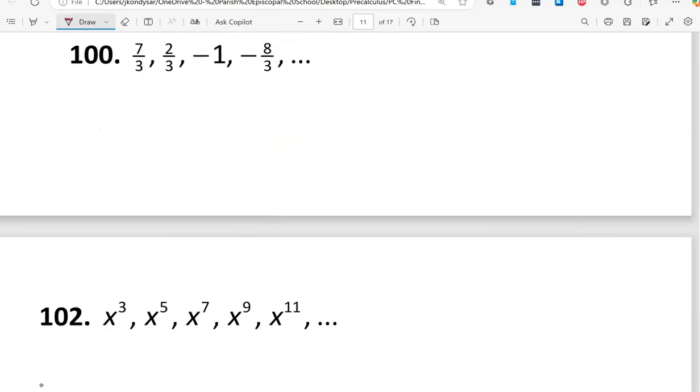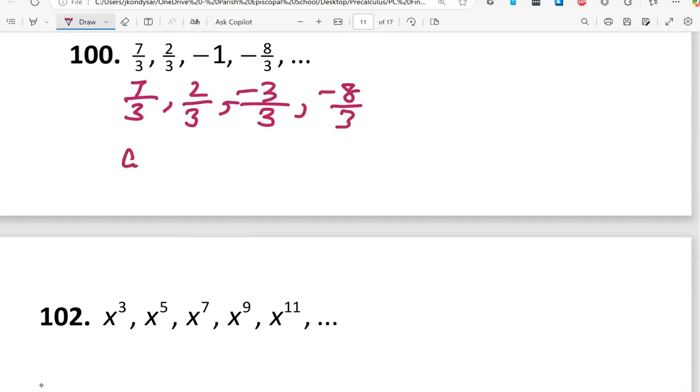In 100, if we give these terms a common denominator, 7/3, 2/3, -3/3, -8/3, we can notice that the numerators are decreasing by 5. So this is an arithmetic sequence with a common difference of -5/3.